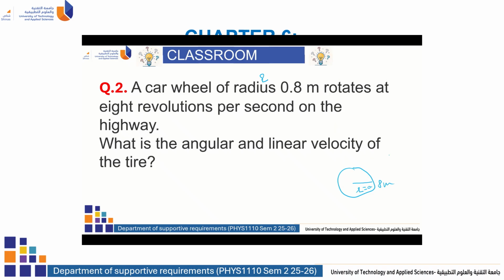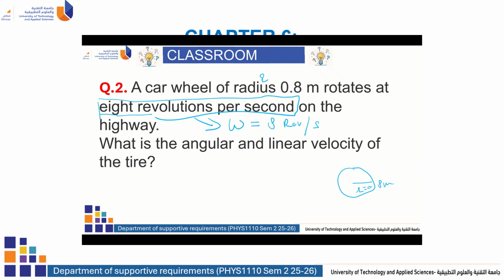Okay, this is 0.8 meter. The tire rotates 8 revolutions per second. Basically, this is the angular speed of the tire. So this is 8 revolutions per second if I write it in the short form. This is given.